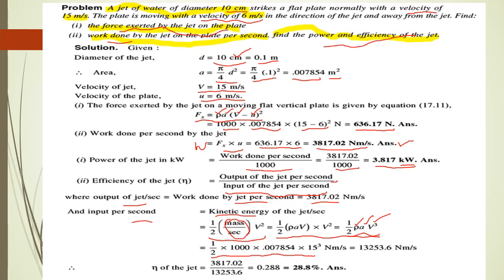Now the efficiency of the jet is output of the jet, means work done. The value is 3817.02 divided by input value. The value of input is 13,253.6. We get 0.228. Efficiency is measured in percentage. Therefore, efficiency of the jet is 28.8%.